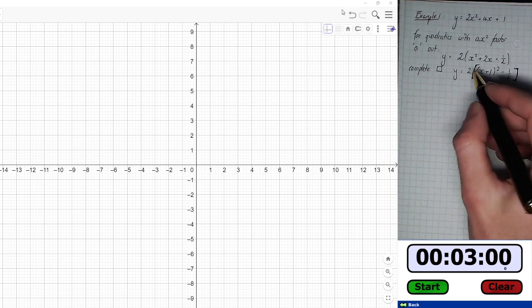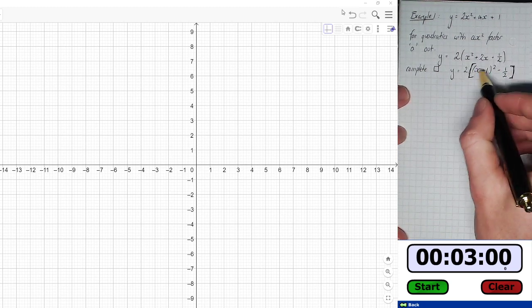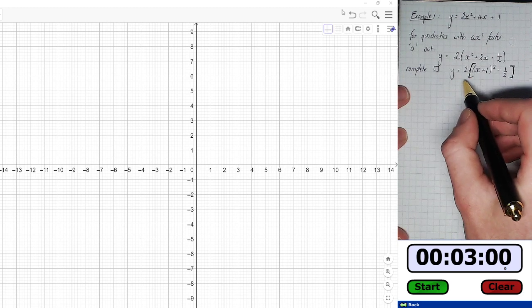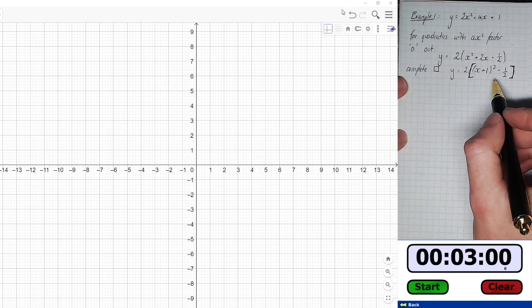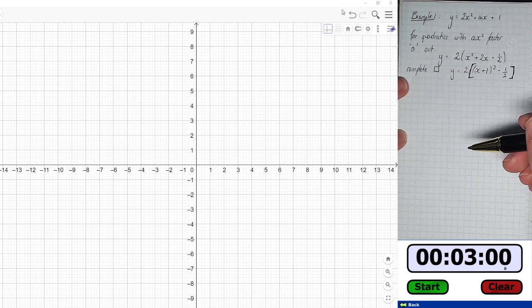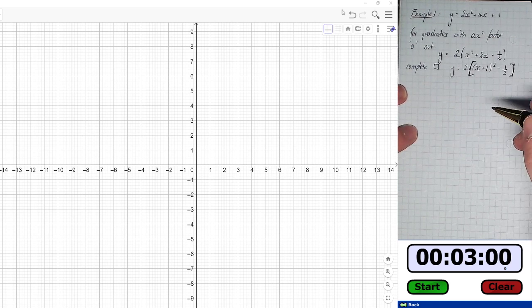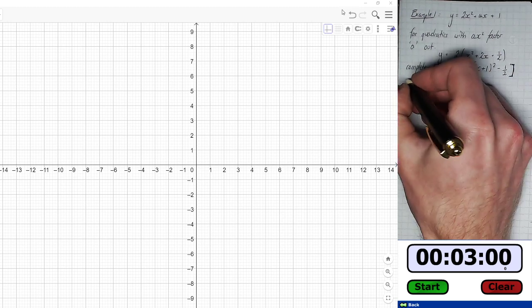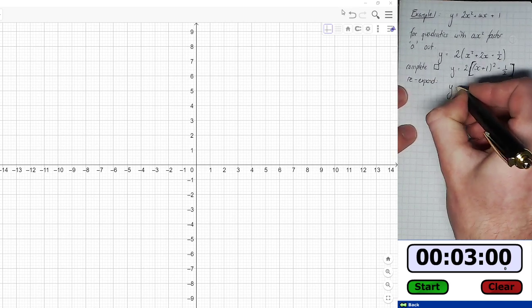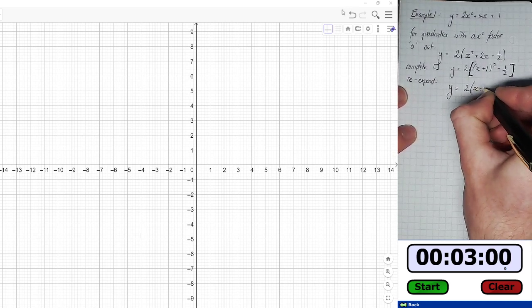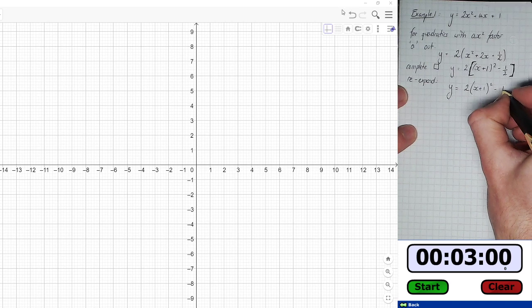Now, at this point, because we've completed our square, we now need to re-expand the big bracket so that we can figure out where our vertex is and where our roots could be. Okay. So let's re-expand. So we're going to get y is equal to 2 times (x plus 1) all squared, minus 1. 2 times a half is 1.